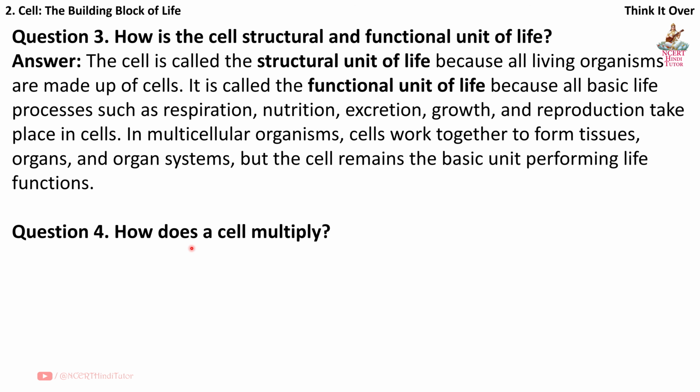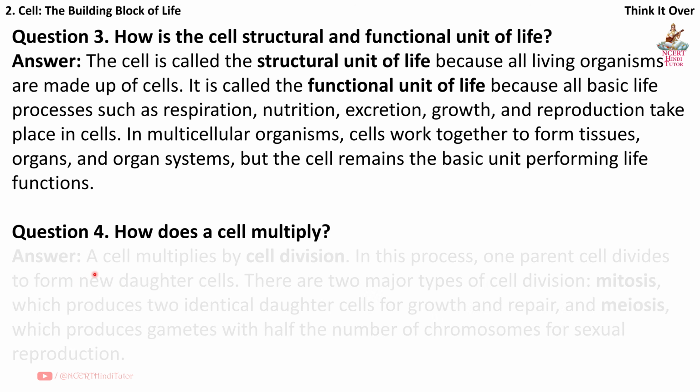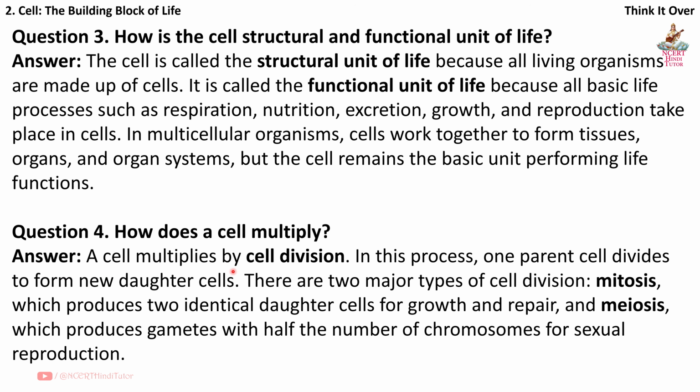Question 4. How does a cell multiply? Answer. A cell multiplies by cell division. In this process, one parent cell divides to form new daughter cells. There are two major types of cell division: mitosis, which produces two identical daughter cells for growth and repair, and meiosis, which produces gametes with half the number of chromosomes for sexual reproduction.